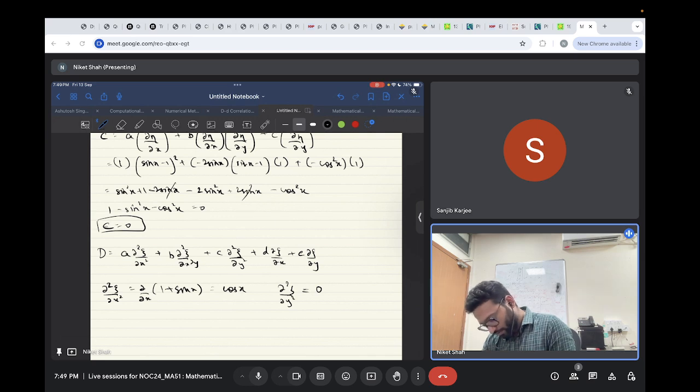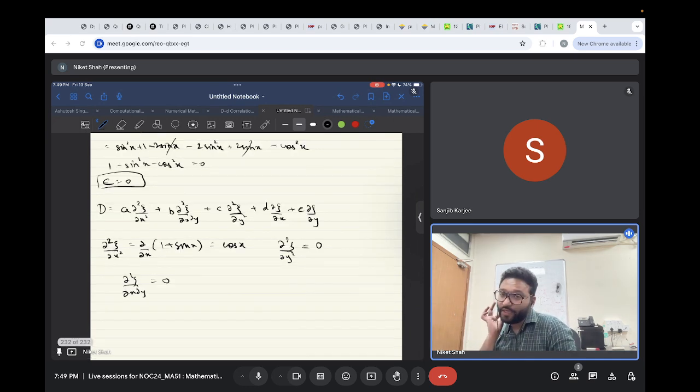Yeah, this is going to be equal to 0. Del square psi by del x del y is also going to be 0, because del psi by del y we already know is just a constant, it's 1. So again, taking derivative with x gives me 0.